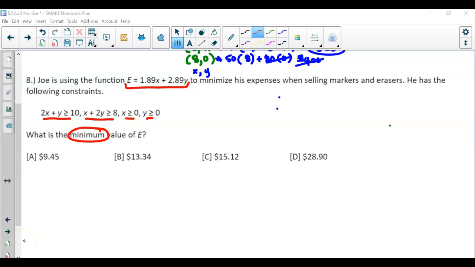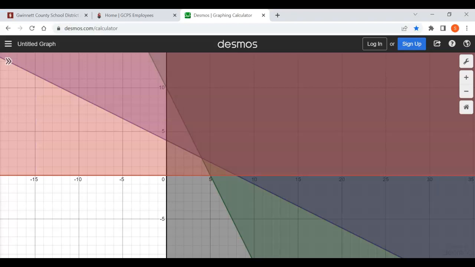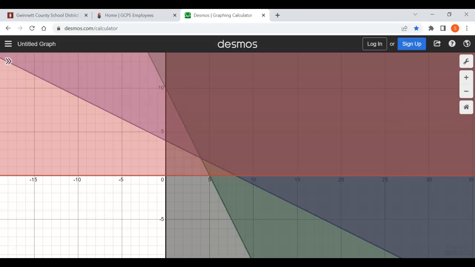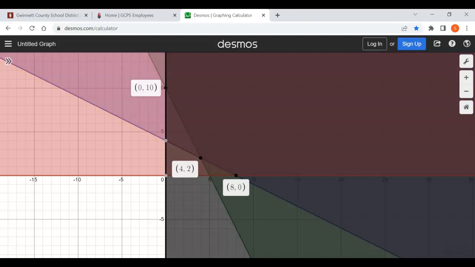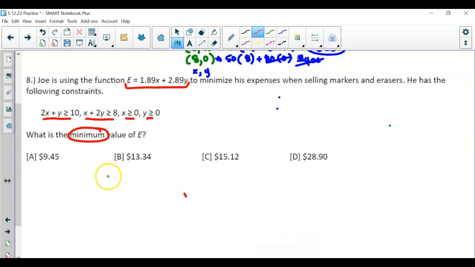And so now after graphing these constraints, notice the solution region, because everything was greater than, is up above out in the open in this greater than region. Like here, the corners of the solution region are here at (8, 0), (4, 2), and (0, 10). So these are the three vertices we're going to look at: (0, 10), (4, 2), and (8, 0).